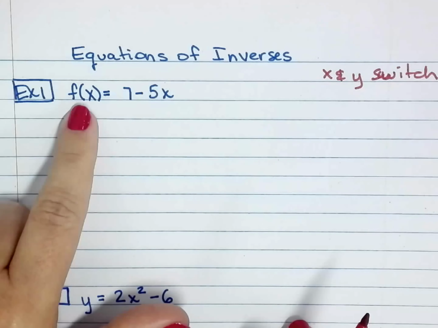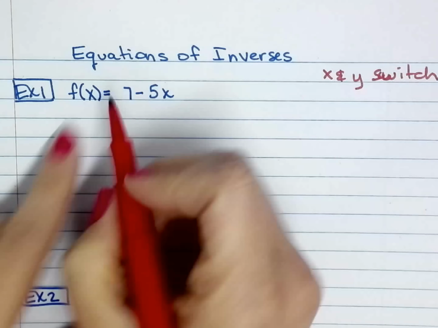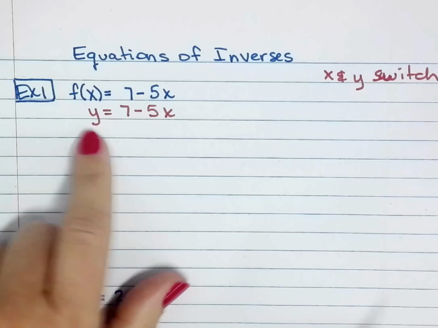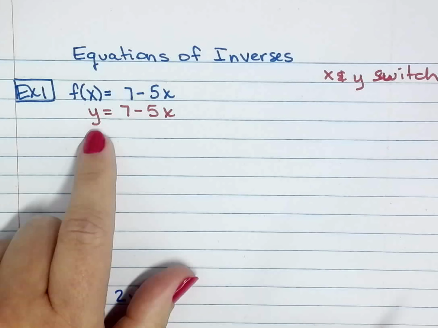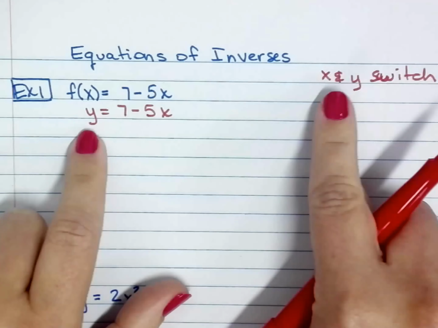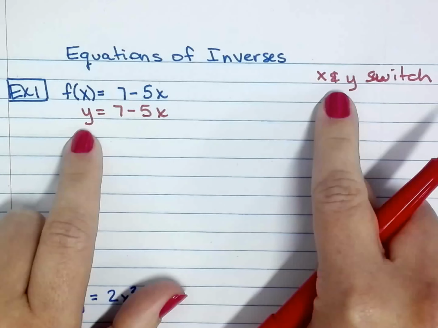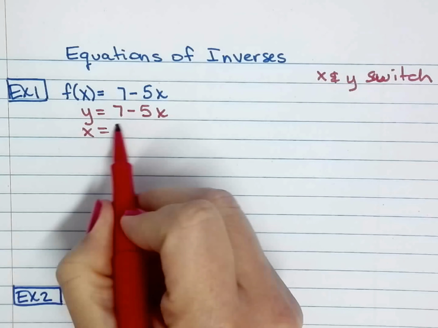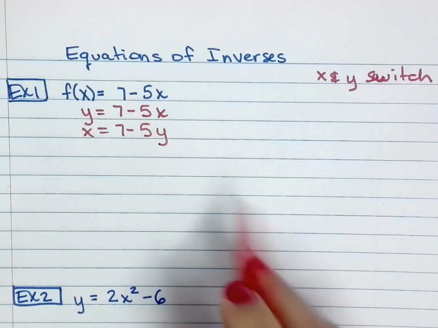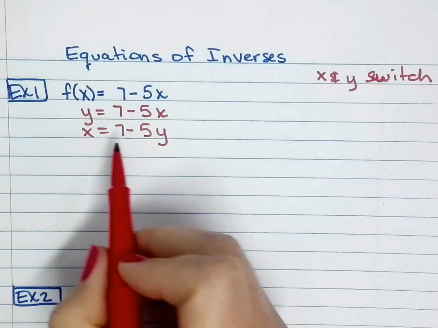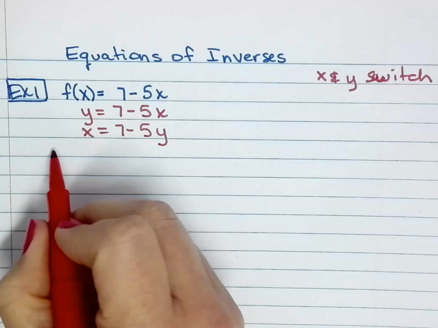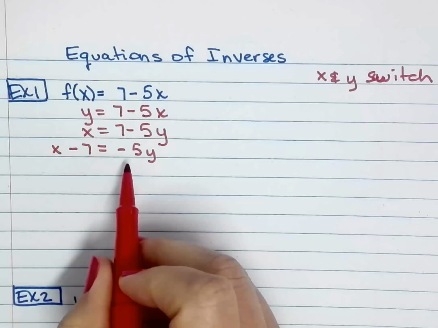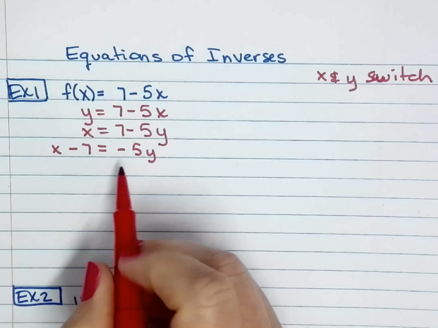So if I know f of x equals y, I'm not switching it, I'm just rewriting it into something that I already know. Then the next step is you're going to switch x and y. Where I see y, I'm going to write x, and where I see x, I'm going to write y. And then you're going to solve for y. So minus 7 on both sides. And then you're going to divide everybody by -5.